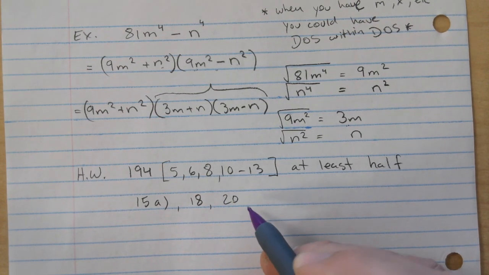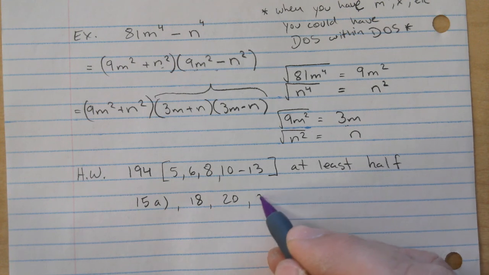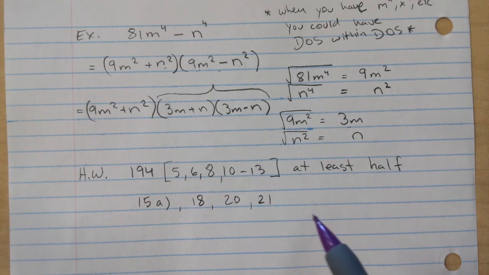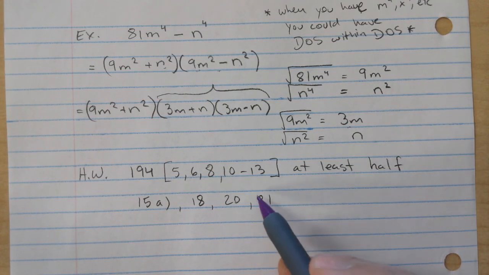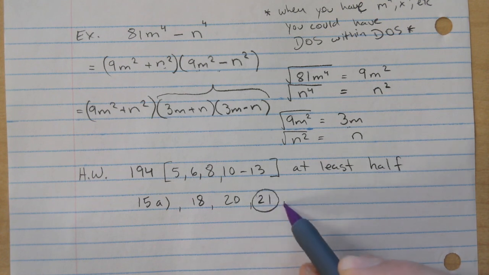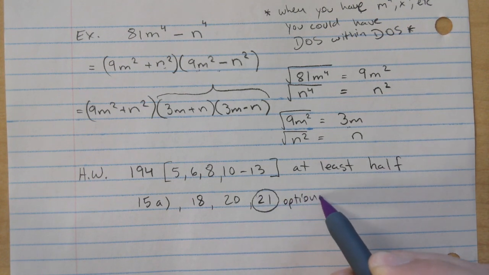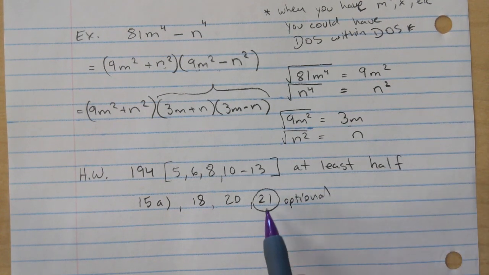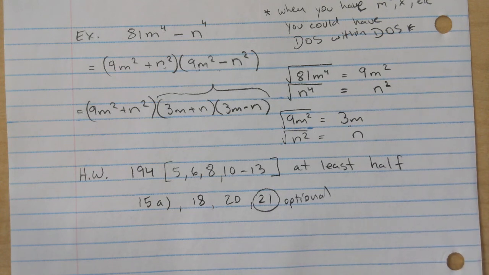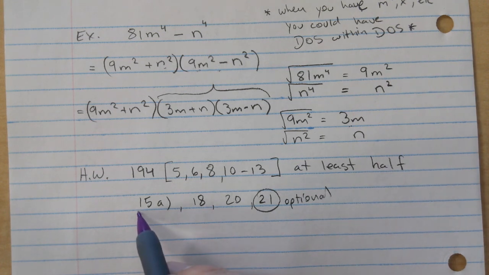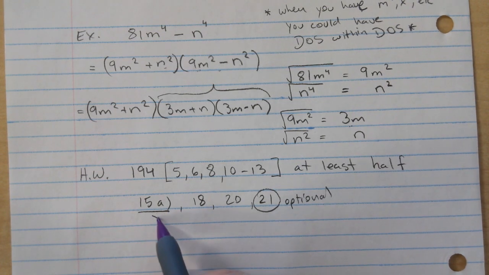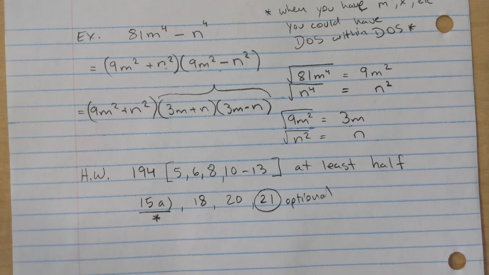20. 21. So this one would be optional. The 21, I would say it's optional. 15a, I will just put a little star on it. That one is a bit more difficult.